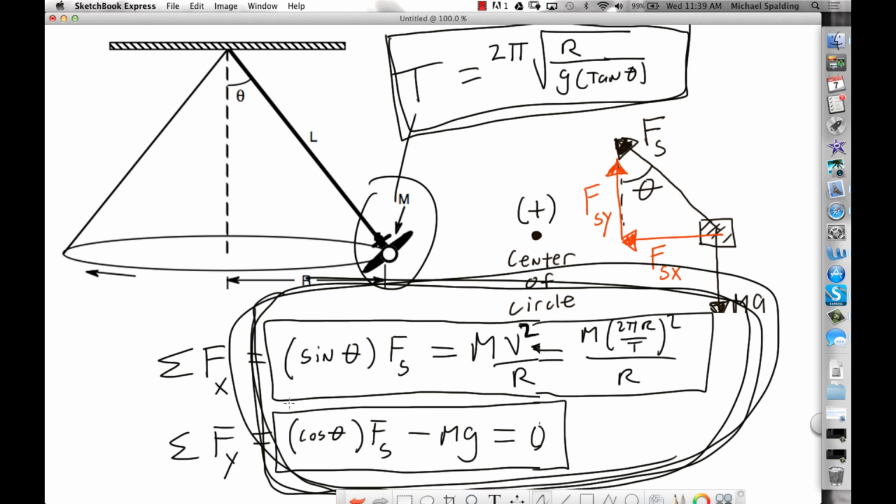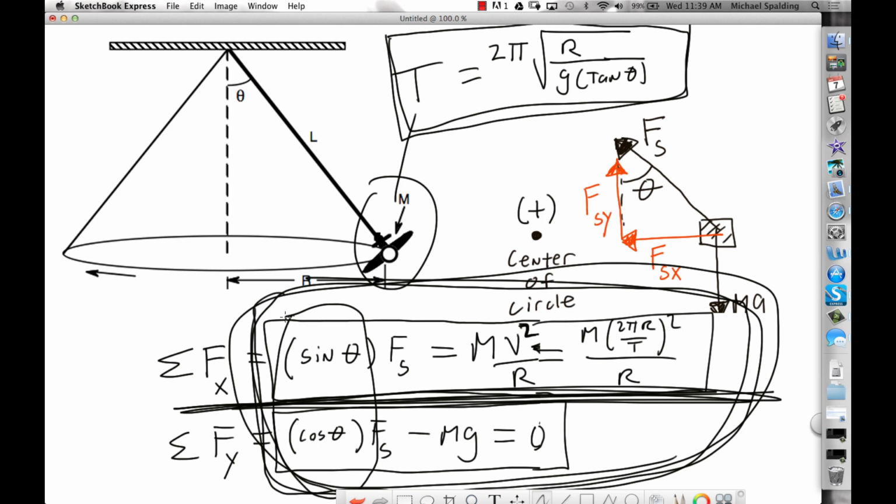What you're going to do is divide these two equations. So put a big line right here. You're going to divide the two equations. What's sine divided by cosine? There's your tangent right there. What happens to the force of the string? The force of string cancels. The mass will cancel. And then you're going to solve for period. It just becomes algebra. And this is what part 3 of the lab wants you to do.